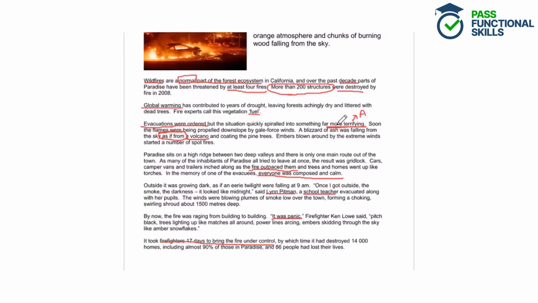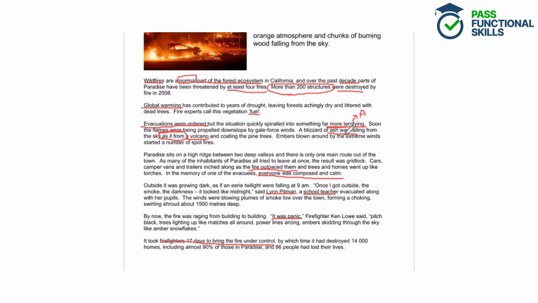Now, this is an opinion. It's true, it's a true fact that ash was falling, but a blizzard of ash, as if from a volcano, that's sort of some vivid imagery there. That's somebody's opinion, that's what it looks like. And coating the pine trees.